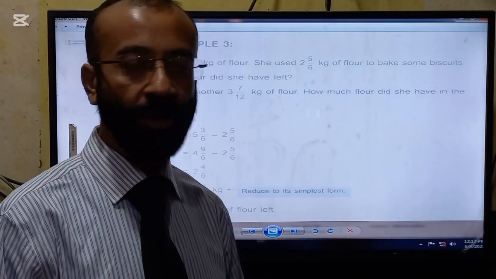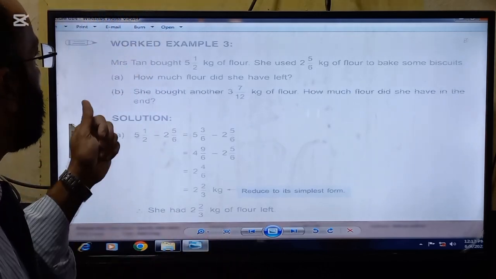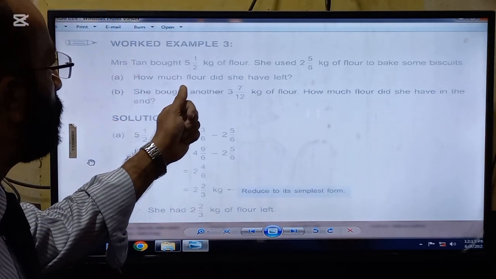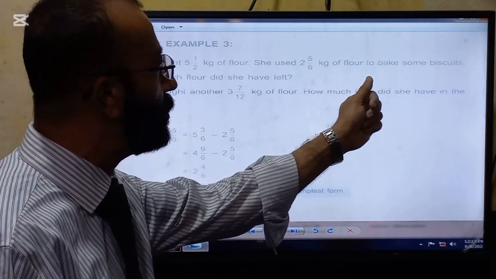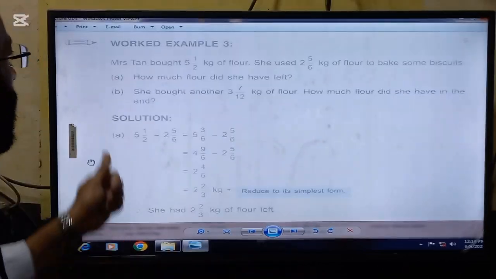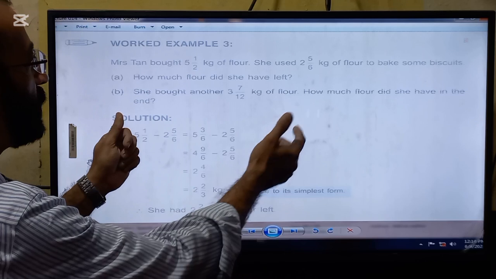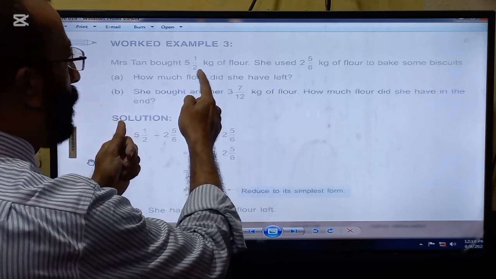Here is another question that is somewhat different. Mrs. Tan bought 5 whole number 1 by 2 kg of flour. She used 2 whole number 5 by 6 kg of the flour to bake some biscuits. How much flour did she have left? So it means we have to subtract this number from this number.